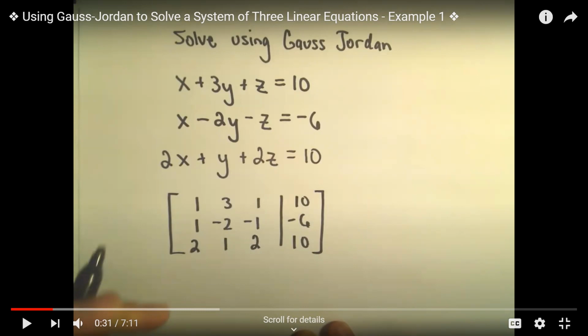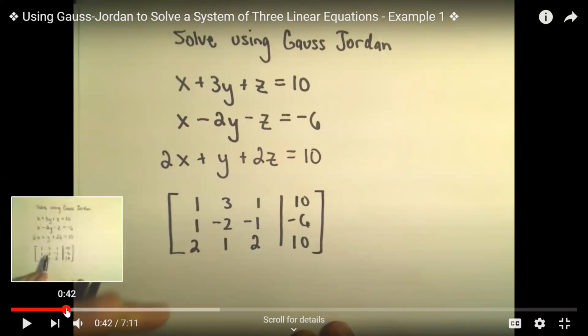We just ignore X, Y, Z for the time being, and just put all the coefficient matrix here: 1, 3, 1, 1, minus 2, minus 1, 2, 1, 2. And then we put this small vertical bar, just to distinguish that we are going across the equal sign. Then we put all the constants here, which we call B: 10, minus 6, then again 10. We call this the augmented matrix. Now we are going to first apply the Gaussian elimination, and then we will continue on towards the Jordan. So let's first try with the Gaussian elimination.